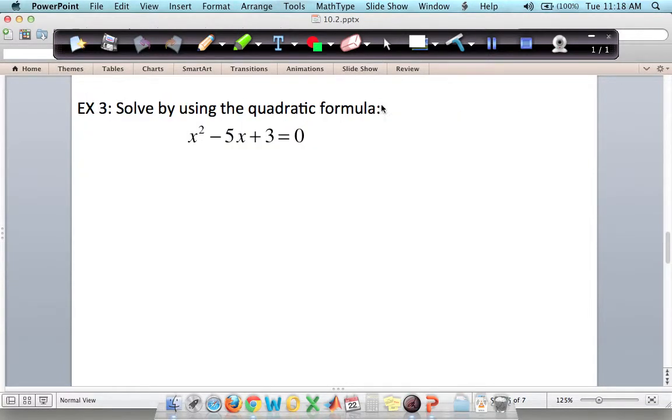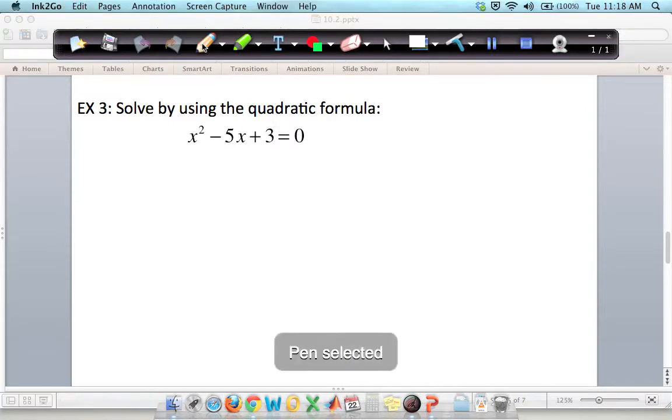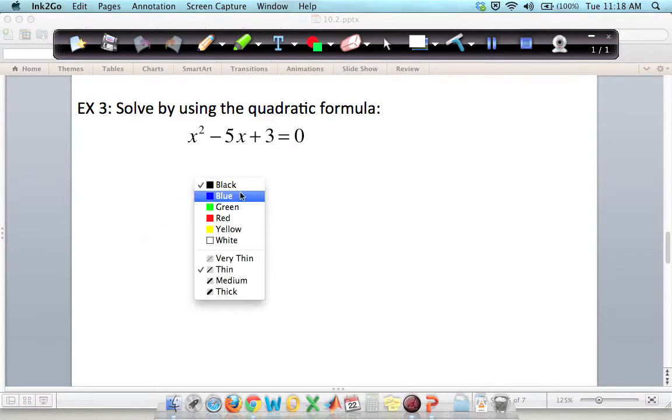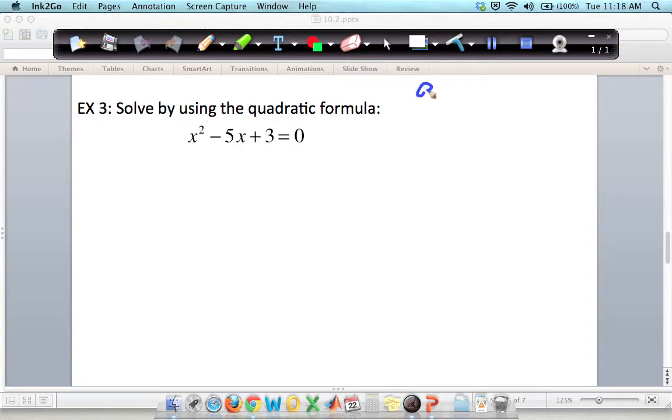Let's go back. Okay, so let's do this next example. x squared minus 5x plus 3. Again, I'm going to write down what a, b, and c are. a is 1, b is -5, and c is 3. So again, let's plug these in. A -5 becomes +5, plus or minus the square root.